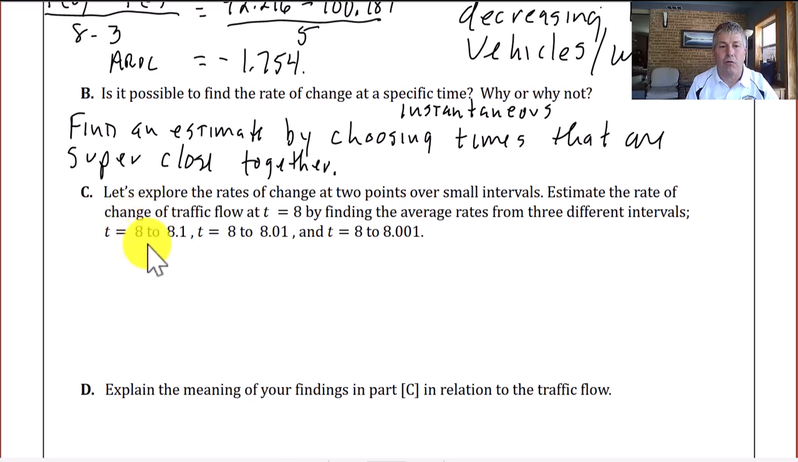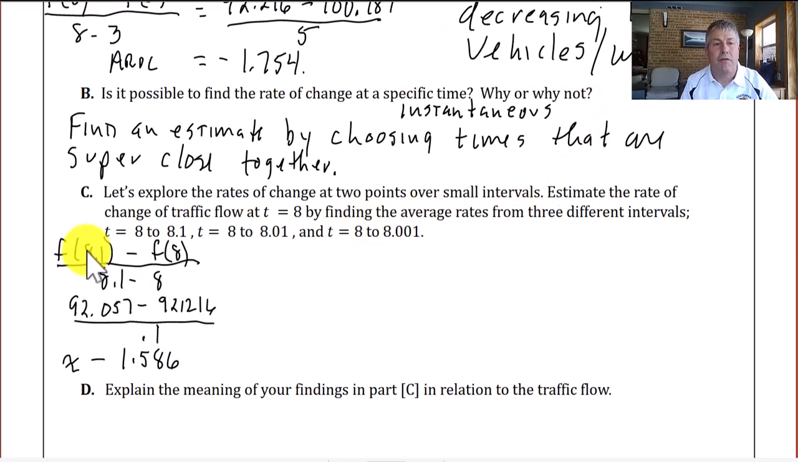So we're going to first look at 8 to 8.1 seconds. Then we'll look at 8 to 8.01 and 8 to 8.001. So we're getting closer and closer to 8 seconds. We'll evaluate the trend, and we'll make a hypothesis as to what the instantaneous rate of change is at 8 seconds. So we find the y values for 8.1 seconds, and f of 8 we already have from the previous problem, and we find our average rate of change.